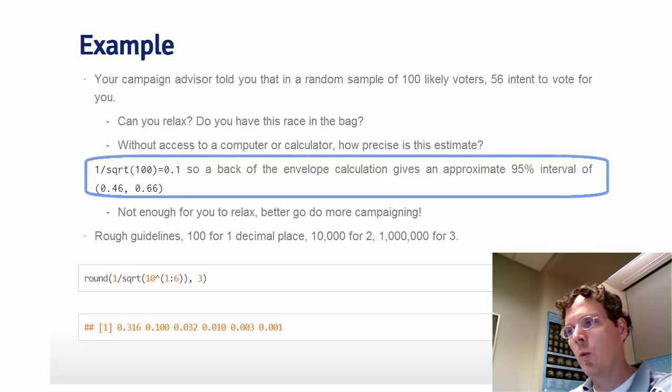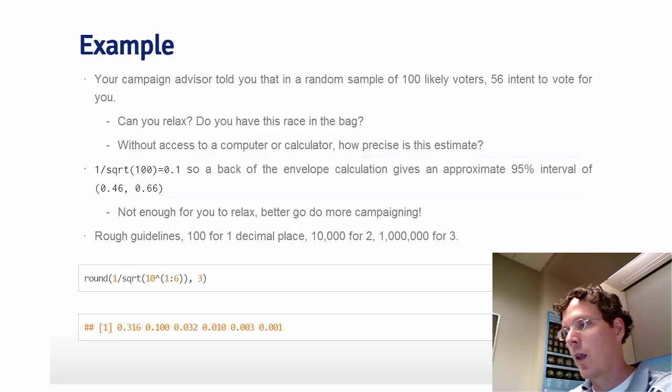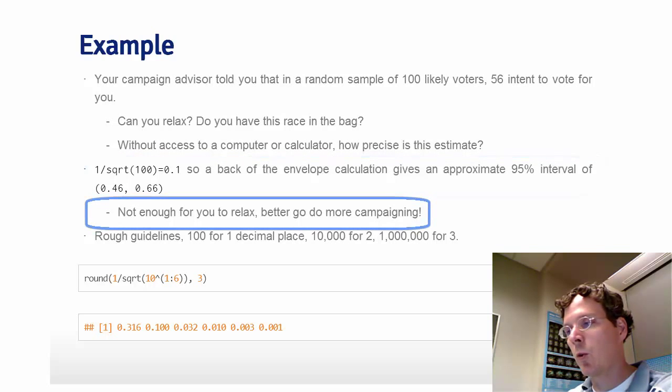So what you do is you do 1 over square root 100, which yields 0.1. So the back of the envelope calculation gives an approximate 95% interval of 0.46 to 0.66. The confidence interval says that we can't rule out possibilities below 0.5 with 95% confidence. So not enough for you to relax, and you better go do more campaigning.